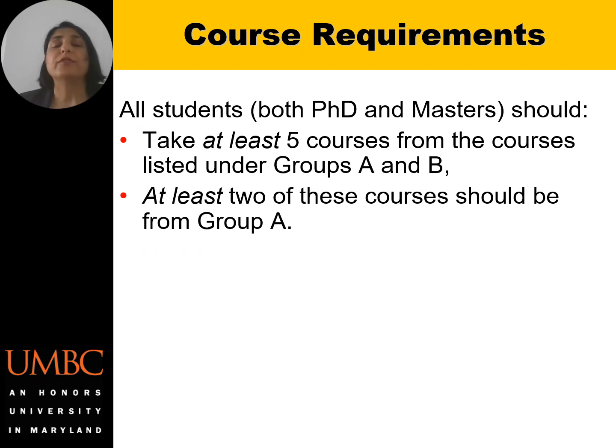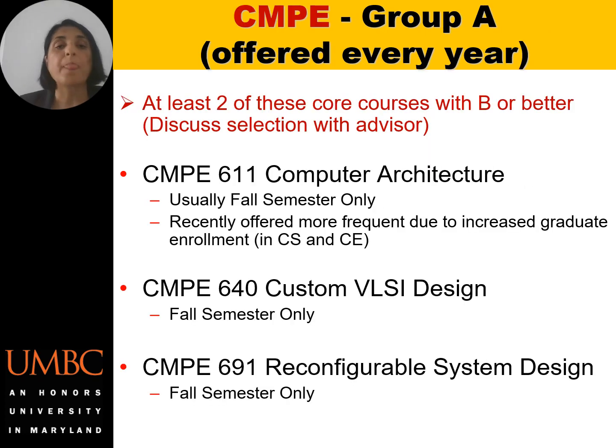What are the course requirements? For both PhD and master students, we have some list A courses and some list B courses. In both PhD and masters, in both electrical engineering and computer engineering, you need to take at least 5 courses from list A and B. At least 2 of them should be from list A.